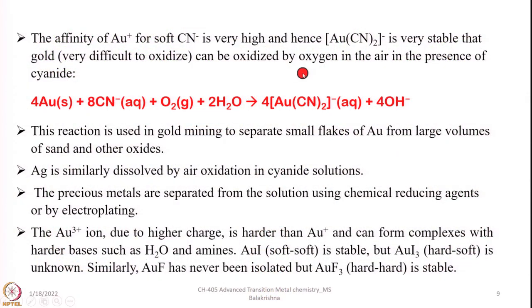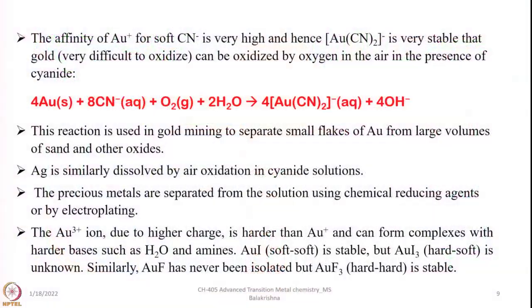The affinity of gold plus for soft cyanide minus is very high, and hence the Au(CN)2 minus anion is very stable. That means gold can be oxidized by oxygen in the air in the presence of cyanide. So, this property is exploited in separating gold from sand and other oxides.